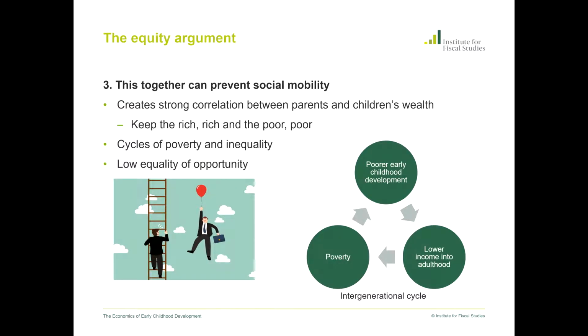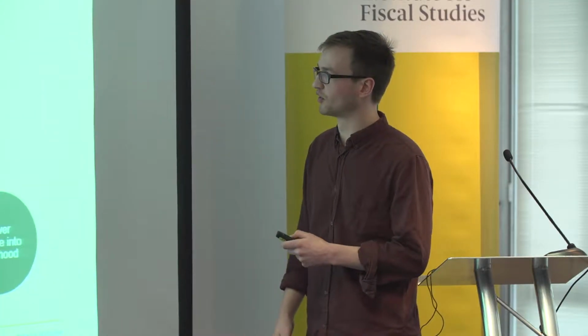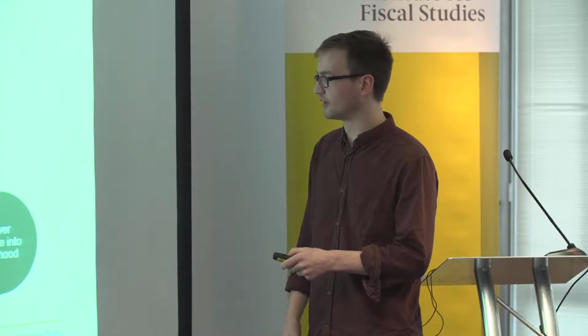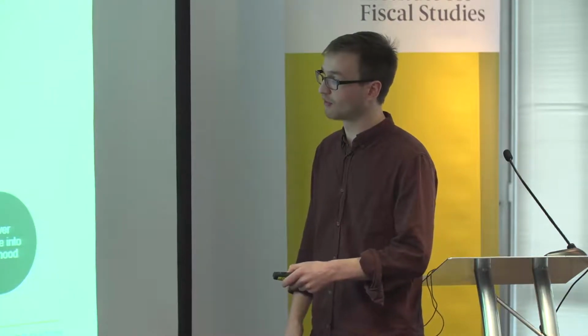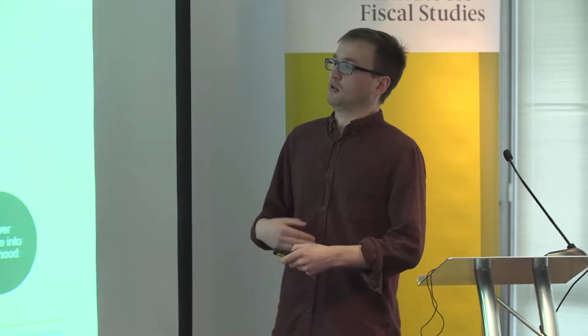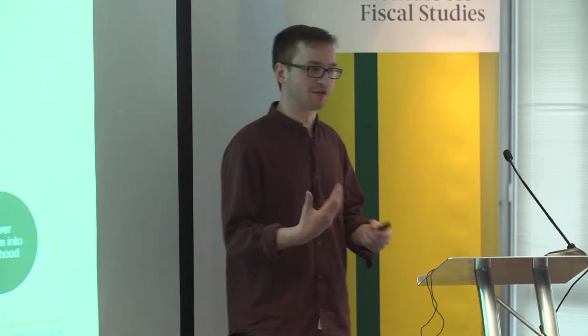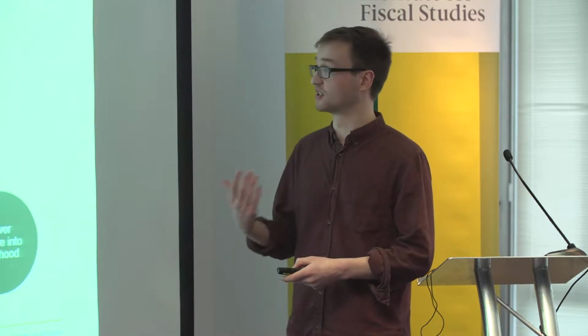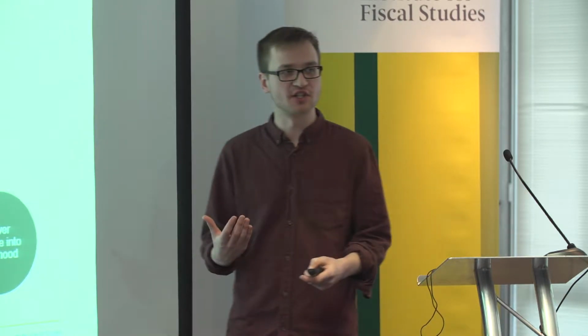Putting this all together, we can see how early childhood development and poorer early childhood development can prevent social mobility. If there's strong correlation between parental and children's wealth, the rich stay rich and the poor stay poor. And we can create these sorts of cycles of intergenerational poverty and inequality over time. So I'll point you to this flow diagram here. If I have poorer early childhood development, and this leads into poorer income into adulthood and then into poverty, when these kids themselves have kids, we continue the cycle. So overall, there's quite a strong equity argument, if the government is concerned about equality of opportunity, for investing in disadvantaged young kids.